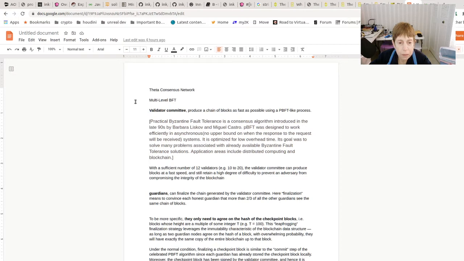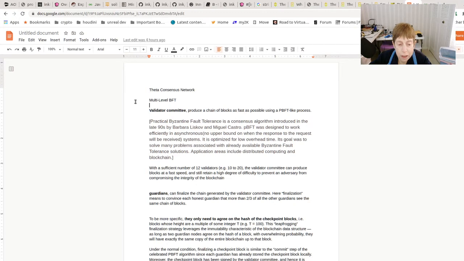And the validator committee is essentially the nodes that produce blocks as quickly as possible. Remember, with Theta, the key thing is speed, right? Because you're moving video. They use what they call a practical Byzantine fault tolerance consensus algorithm. I'm not going to get into it too much today, although I think it's worthy of its own separate video. It solves a lot of the problems with the traditional Byzantine fault tolerance algorithm, and it's designed to be fast. So if you have enough validators, you can create blocks really quickly.